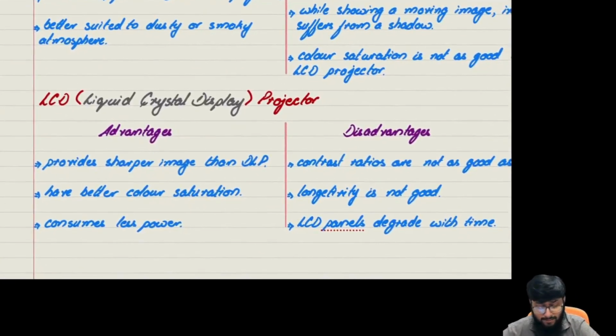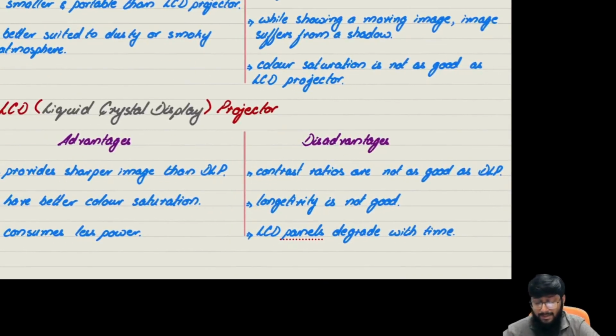When it comes to the LCD projector, the advantage is that it provides a sharper image than the DLPs, has better color saturation, and consumes less power as well. But the contrast ratios are not good. Longevity is also not good, and LCD panels degrade with time. It's similar to your cell phones, the touch screens, which come to an end after a particular time.